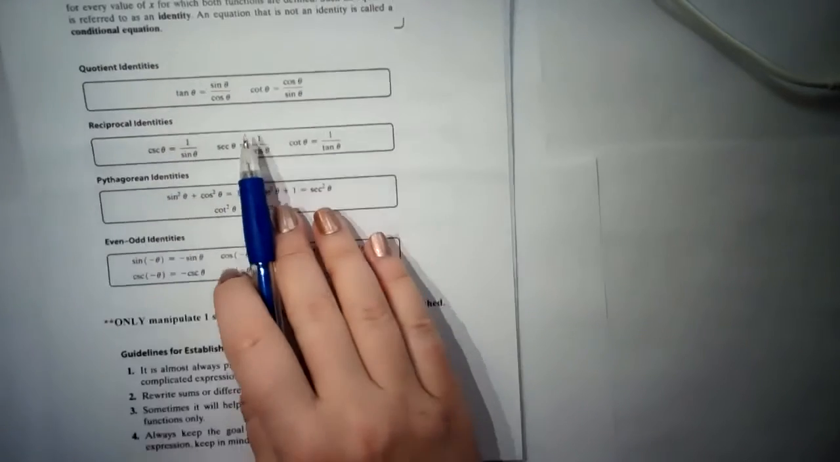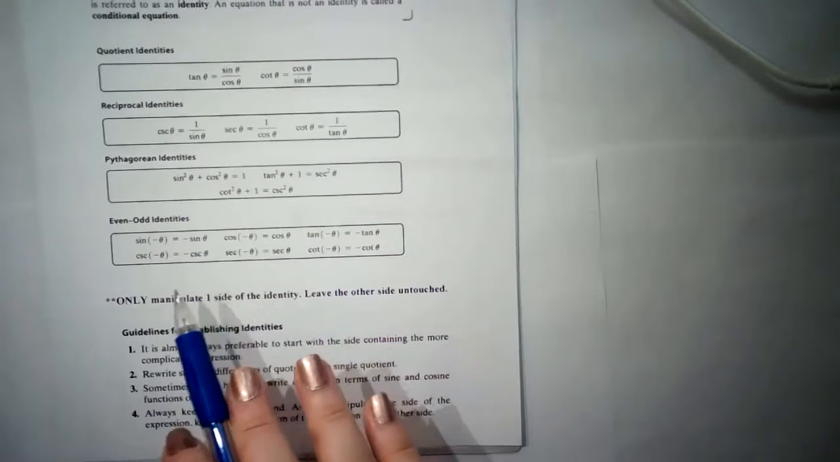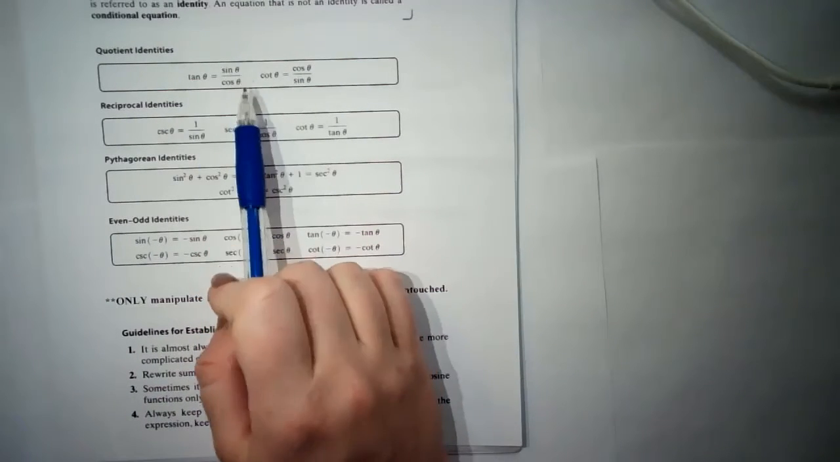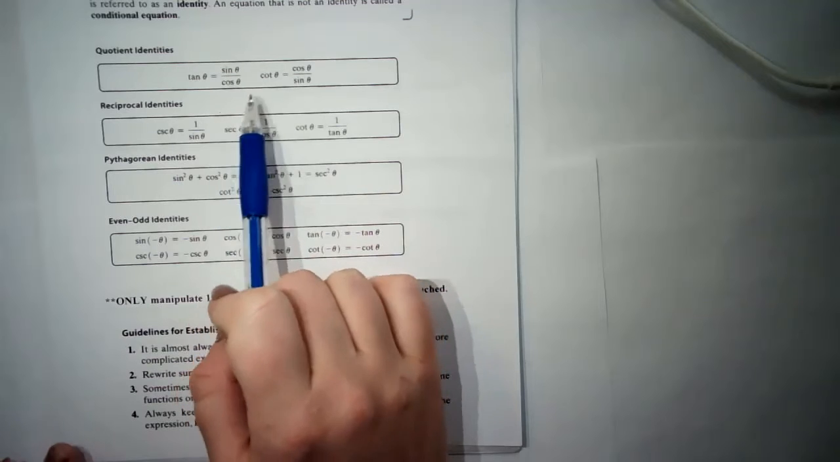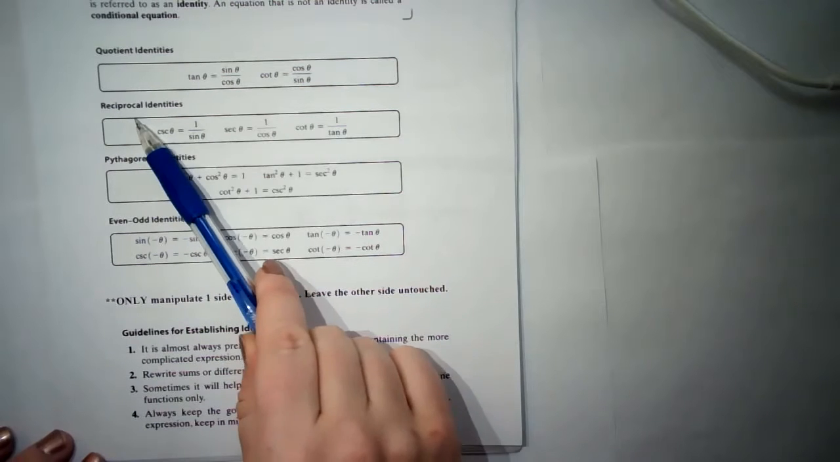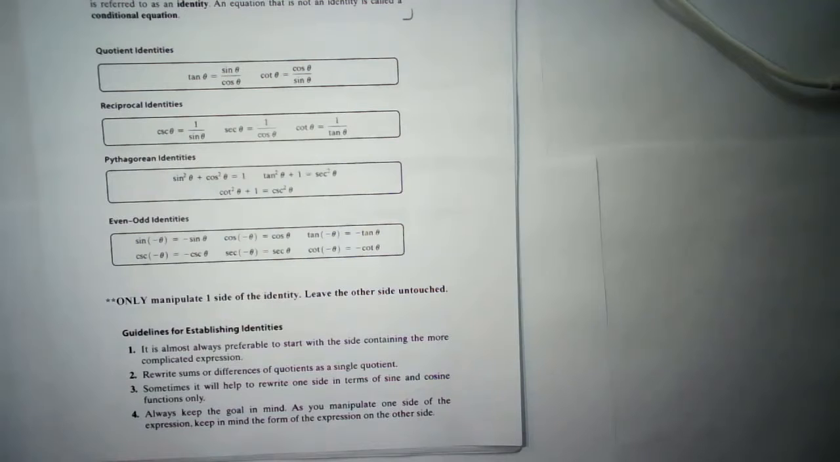Okay, first tool we have is the quotient identities. You've seen all these actually. None of these are new. So you know another way to write tangent is sine over cosine. Another way to write cotangent is cosine over sine. You may need that to help you get it into the form you want. All right, you know the reciprocal identities, right? You know that those other three are just 1 over the first three.